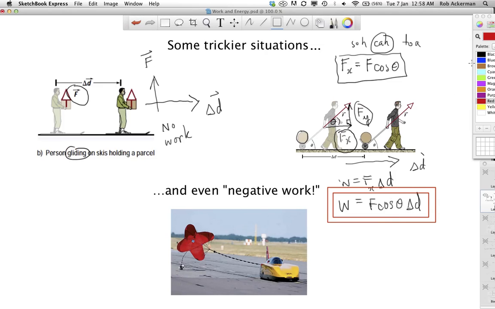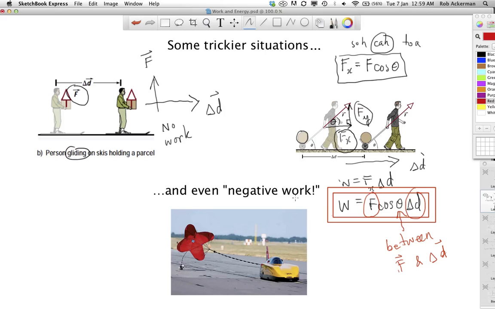And you have to remember that when you are calculating work done, if a force is applied and there is a displacement, we also have to account for the angle between the force and the displacement.